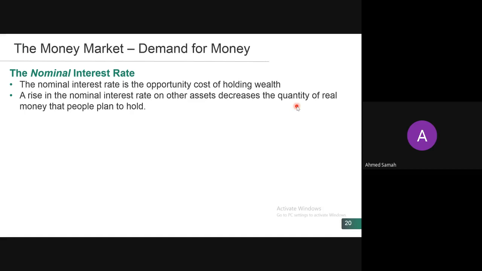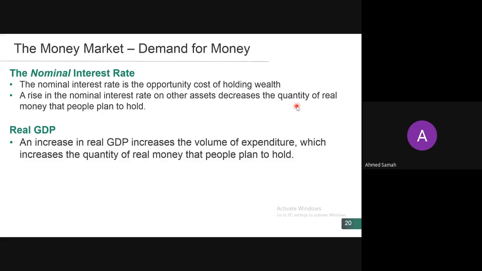The other factor is the real GDP. An increase in the real GDP increases the volume of expenditure, which increases the quantity of real money that people plan to hold. So when real GDP increases, people will be spending more and consuming more. Because of that, people will be demanding more money.